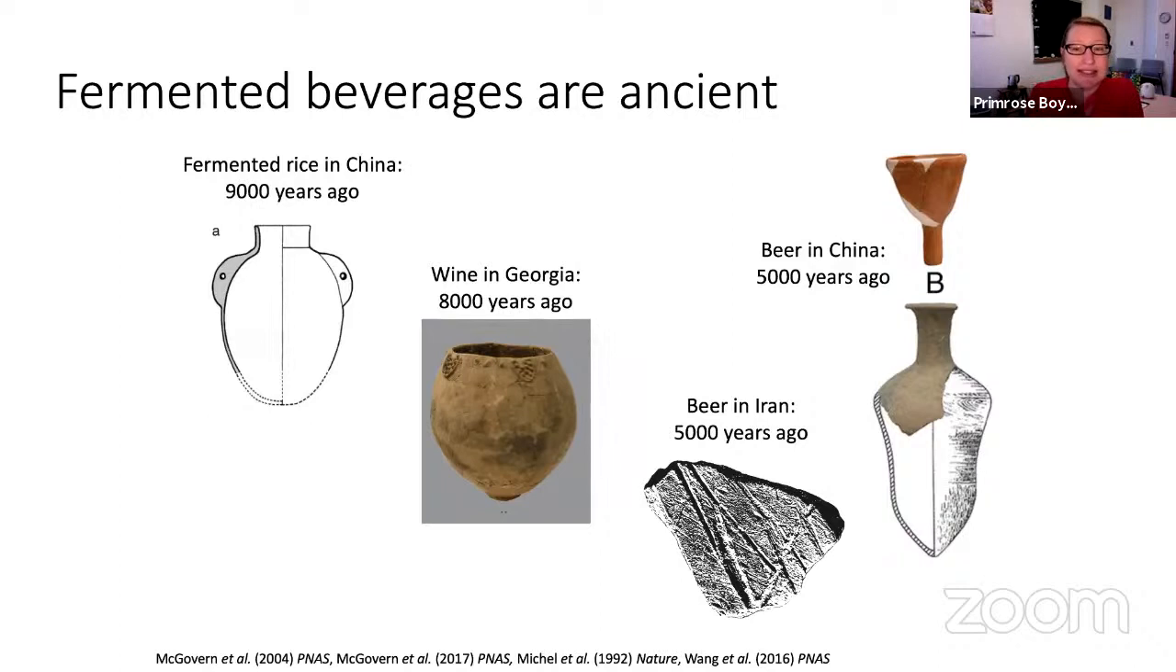And people have also found more recent artifacts of winemaking in Georgia, in Western Asia, beer making in China and Iran. And of course, nowadays, fermented beverage making is global. You know, people do it worldwide. But this is a really ancient practice. So human beings have been somehow taking advantage of yeasts for thousands of years, maybe more.